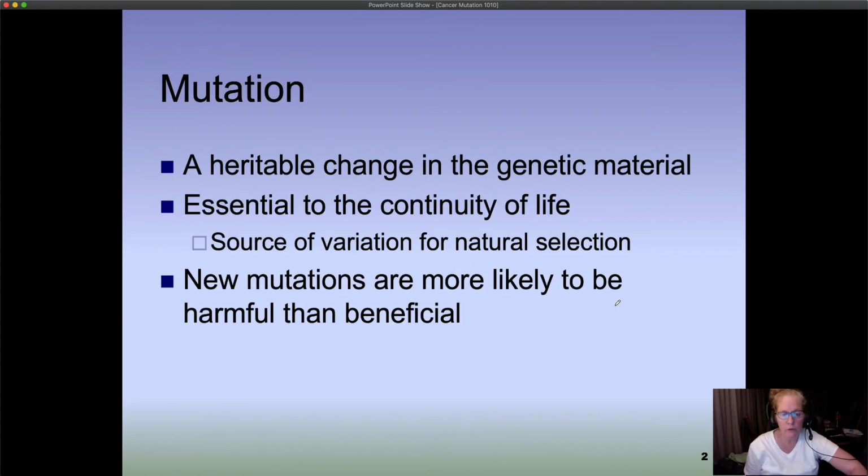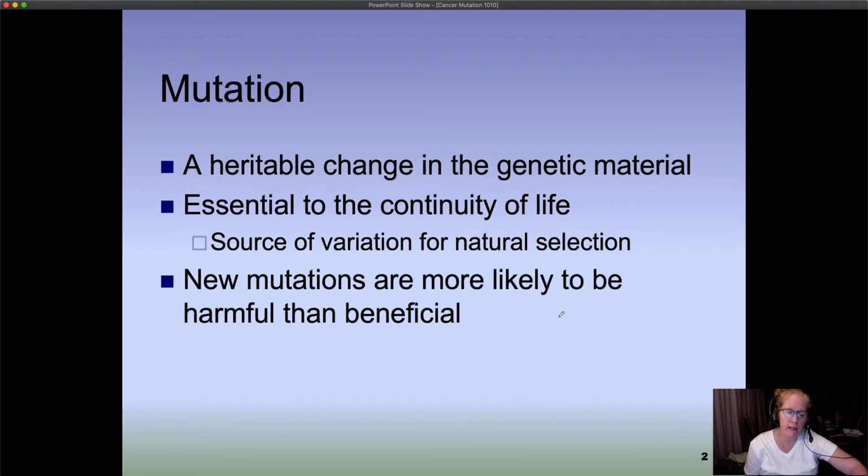So a mutation is a change in the genetic material, usually in the actual DNA code. This can be anywhere from a whole section of a gene being replaced with an incorrect code, maybe just a couple of bases, even all the way down to a single base being changed or added or deleted. Mutations, however, are essential for continuity of life.